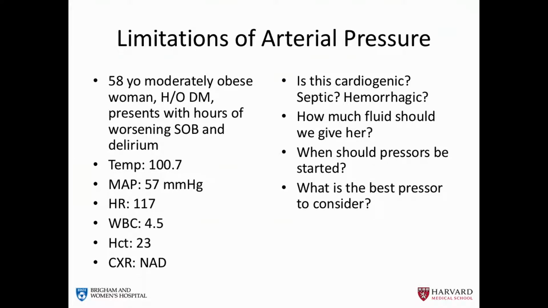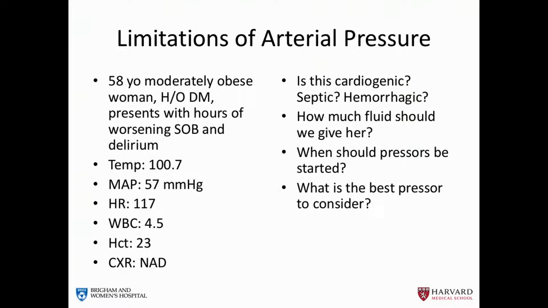Now, there are significant limitations to following arterial pressure. And again, this gets to thinking about these numbers in relation to the patient. Here's an example of a 58-year-old moderately obese woman who has a history of diabetes, who presents with hours of worsening shortness of breath and delirium. If all we knew was that she had a mild increase in temperature, that her mean arterial pressure was low at 57 millimeters of mercury, she's somewhat tachycardic at 117, white count is normal, hematocrit is low, chest x-ray is clear, just following mean arterial pressure has significant limitations.